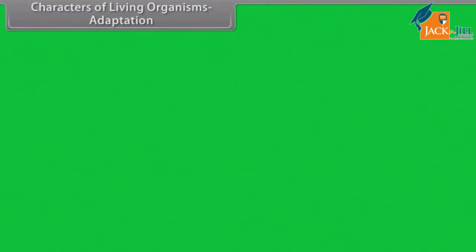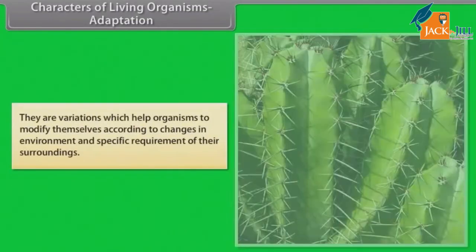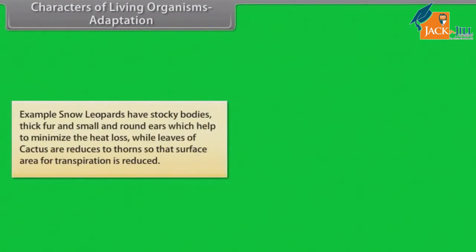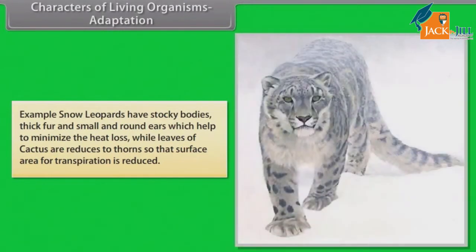Characters of living organisms. Adaptation. Adaptations are variations which help organisms to modify themselves according to changes in environment and specific requirements of their surroundings. Example: snow leopards have stocky bodies, thick fur, and small and round ears which help to minimize heat loss, while leaves of cactus are reduced to thorns so that the surface area of transpiration is reduced.